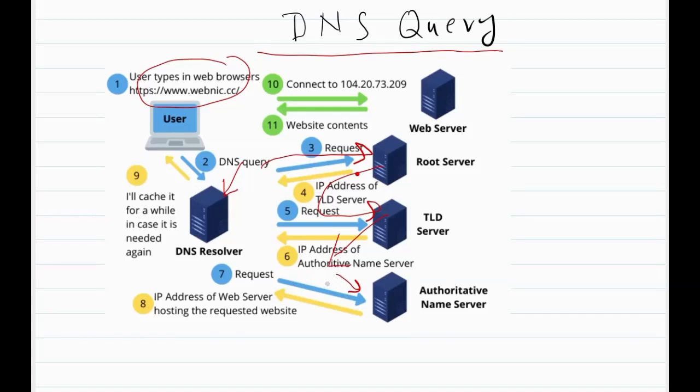From there we can get the IP address of the website, then it is sent back to the DNS resolver, and the DNS resolver sends it back to the user. In this way the DNS query is resolved. This is the process of DNS query resolving.